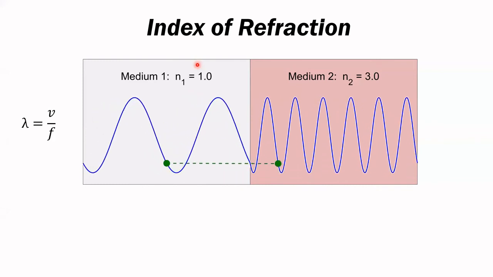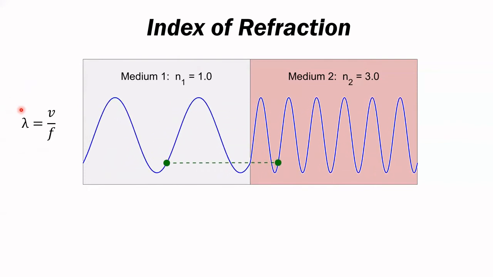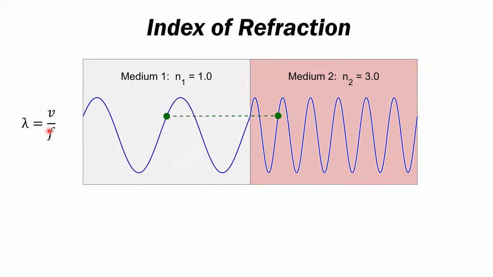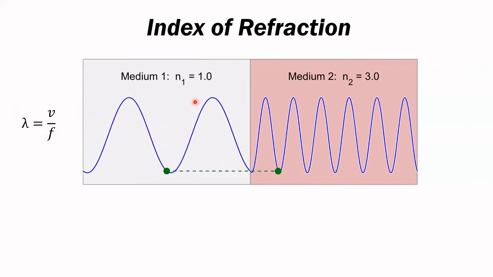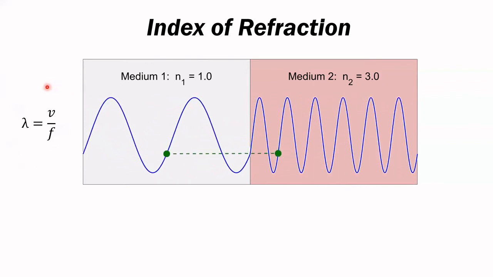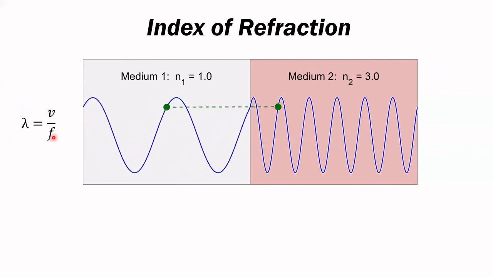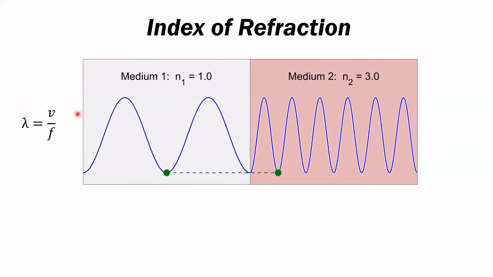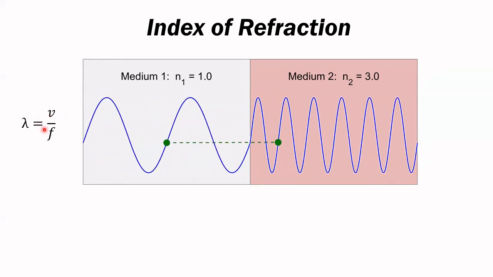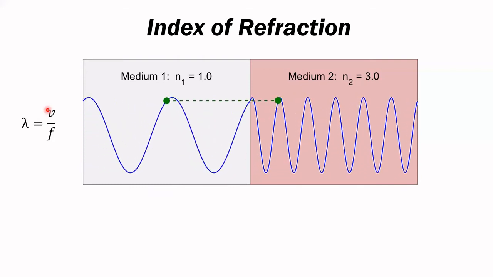All right, so before I make that statement mathematically, let's remind ourselves that the wavelength is determined by speed and frequency. Now, I just pointed out that the frequency doesn't change, but the wavelength clearly does. So look at this formula. What has to change in order for lambda to go down if the frequency is not changing? Obviously, it's the numerator. If the wavelength is now shorter, but the frequency doesn't change, then the wave speed has to be lower. Okay, so slower wave, shorter wavelength.